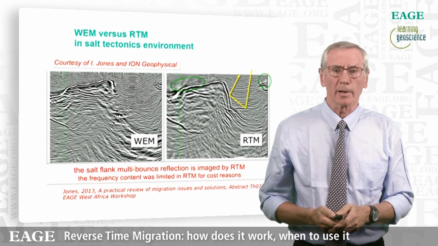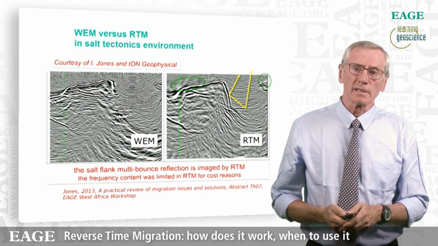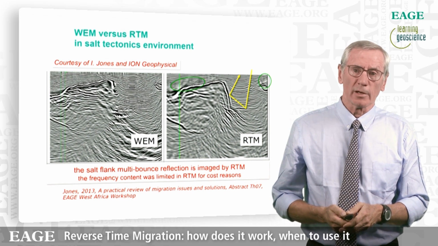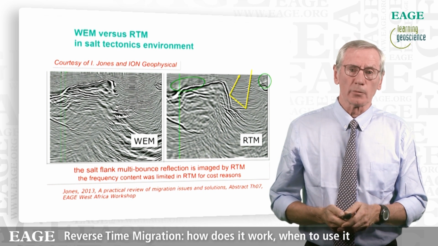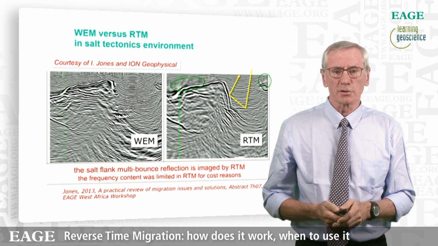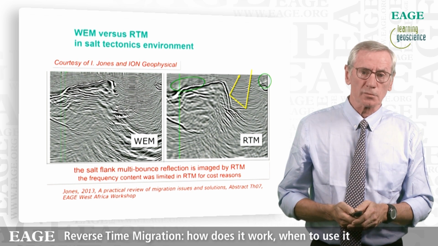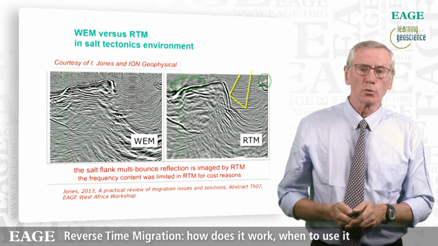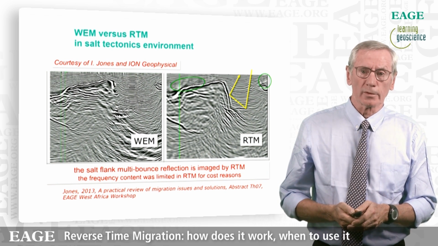Here is a real case comparison courtesy of Ian Jones and ION Geophysical, where you can see a salt flank imaged by the two-way RTM on the right and not visible on the one-way WEM on the left. Once again, the difference in vertical resolution comes from the maximum frequency limited to 20 Hz for RTM for cost reasons. You may note also remnants of the typical RTM noise at the top of the salt on the right.